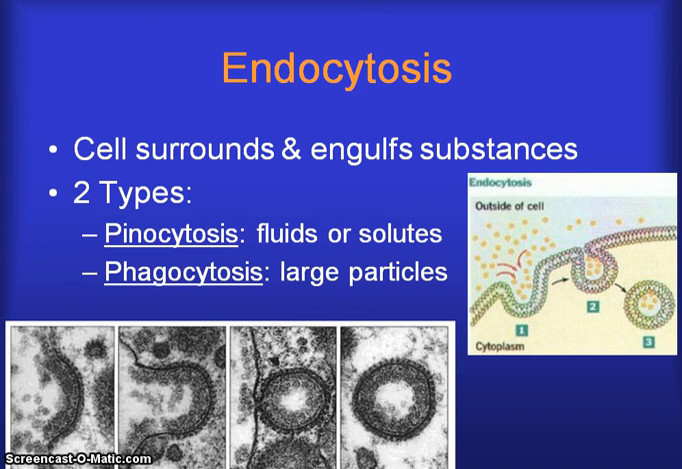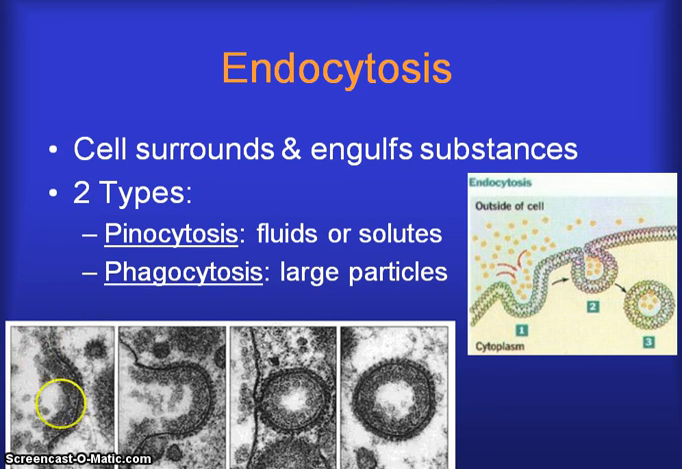Another form of active transport is endocytosis. With endocytosis, the cell is going to surround and engulf substances and bring them in. These are generally either groups of molecules or just large particles that don't fit well through carrier proteins. There are two types. If you're referring to bringing in fluids or solutes, so solids that have been dissolved in liquid, that type of endocytosis is called pinocytosis. And if you're talking about large solid particles such as a bacterium, then that would be phagocytosis.